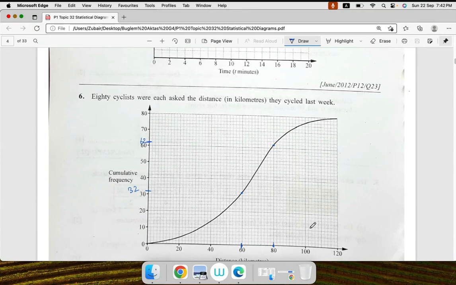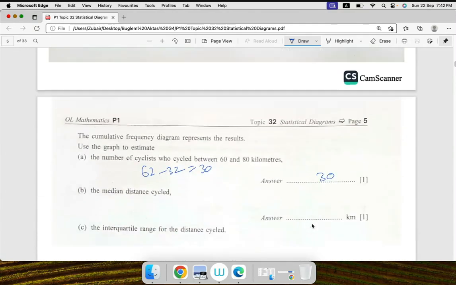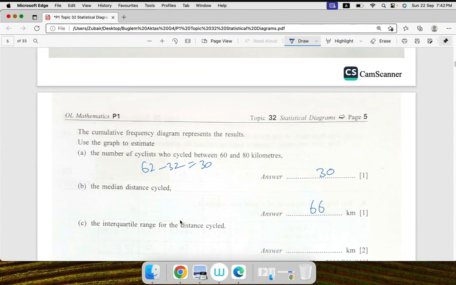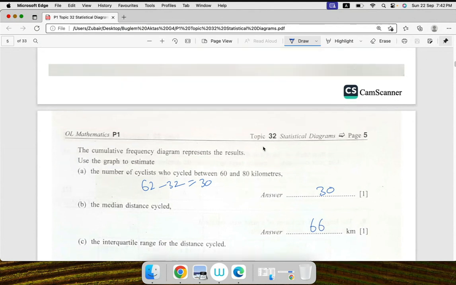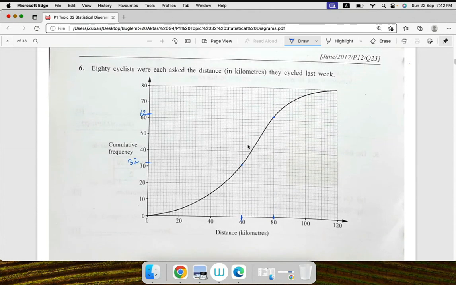66. That's right. The interquartile range for the distance cycled. Let's write it here and then you'll use it later. Upper quartile and lower quartile.